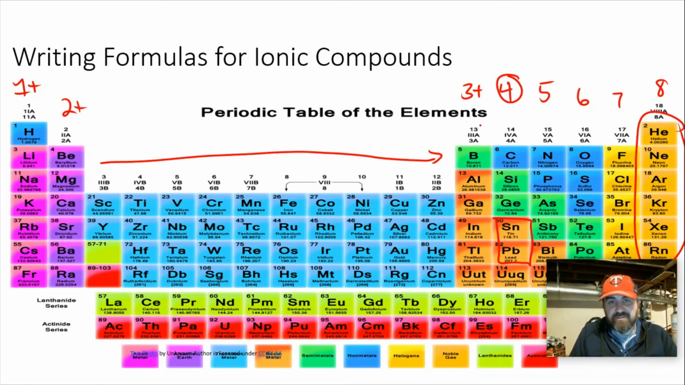Group 5 or 15, nitrogen's group, could lose 5 electrons and become positive 5, but what it's really going to do instead is gain 3 electrons and become negative 3. Oxygen's group could lose 6, but it's easier to gain 2, so it becomes negative 2. Remember, gaining electrons means you become negative. Group 7 or 17, the halogens, gain 1 electron, become negative 1. So the pattern for the charges is plus 1, plus 2, plus 3, skip, minus 3, minus 2, minus 1.